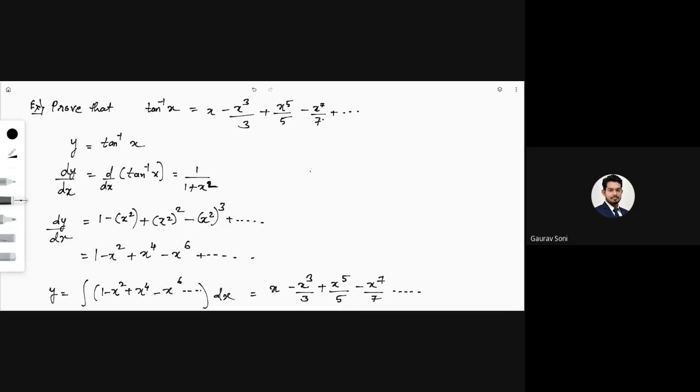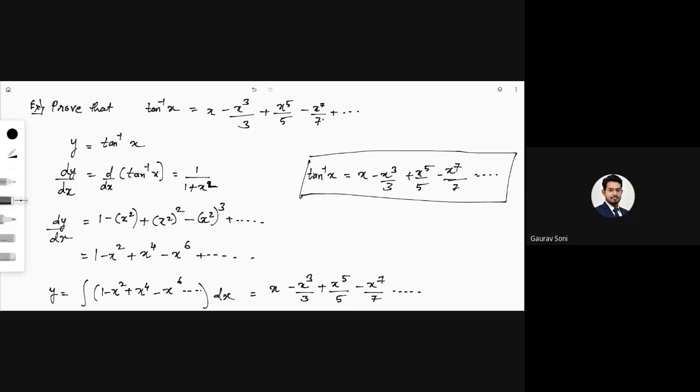Add this series in your list. Tan inverse of x is equal to x minus x cube by 3 plus x raised to 5 by 5 minus x raised to 7 upon 7, because in substitution examples we will be using this.